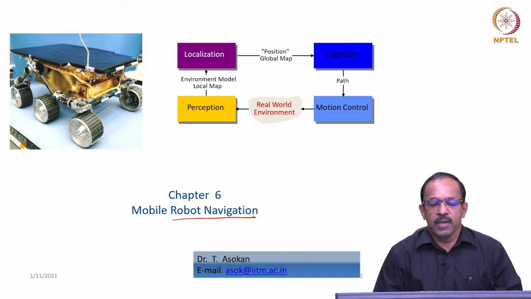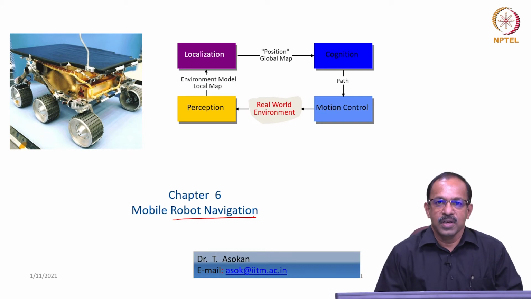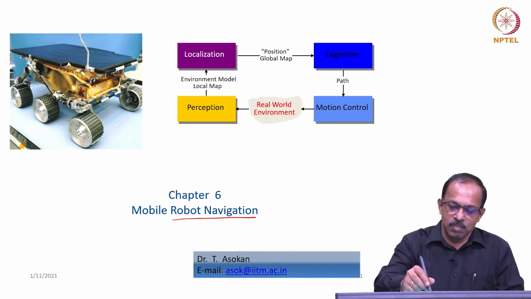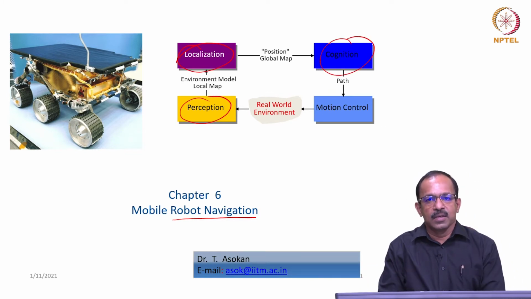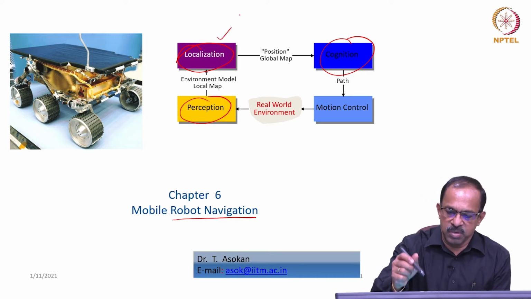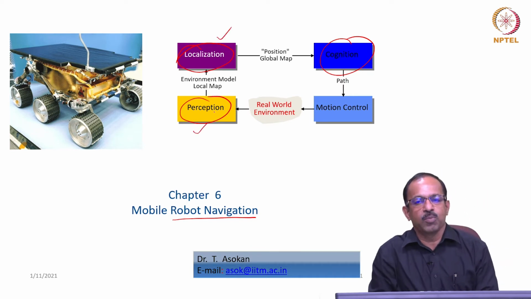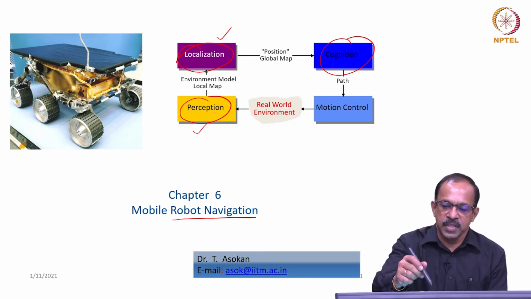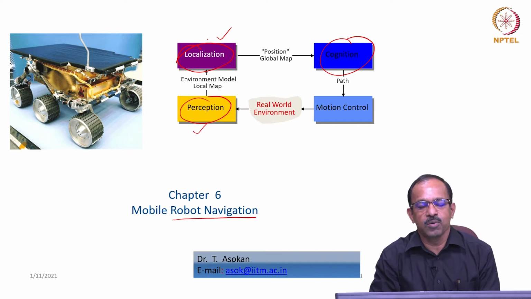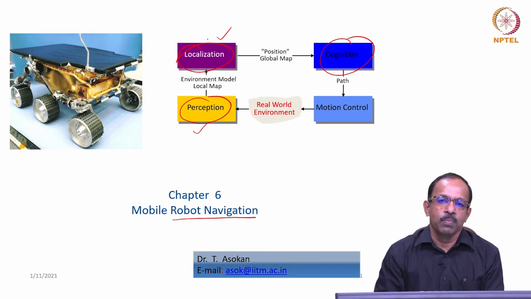Now, as we discussed earlier, in the autonomous navigation of robots, the four steps involved are basically perception, localization, and then comes cognition and motion control. So we actually completed this localization part. We talked about the perception, how the robot will get the perception of its environment using various sensors. Then we talked about how the robot can do the localization, basically using odometry and the map given to the robot or the map generated by the robot.